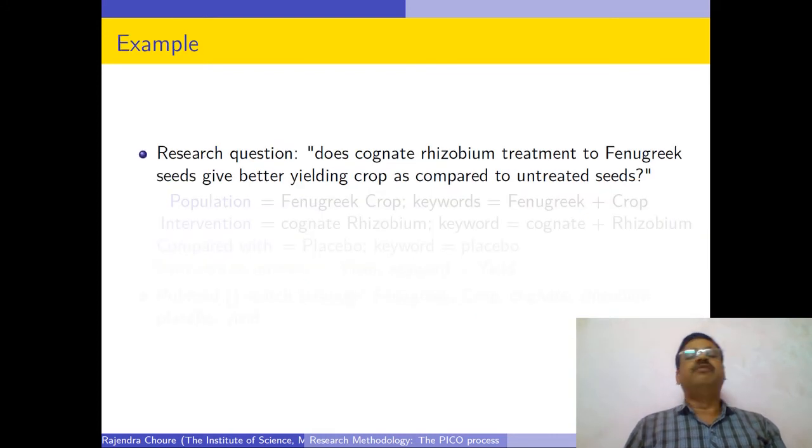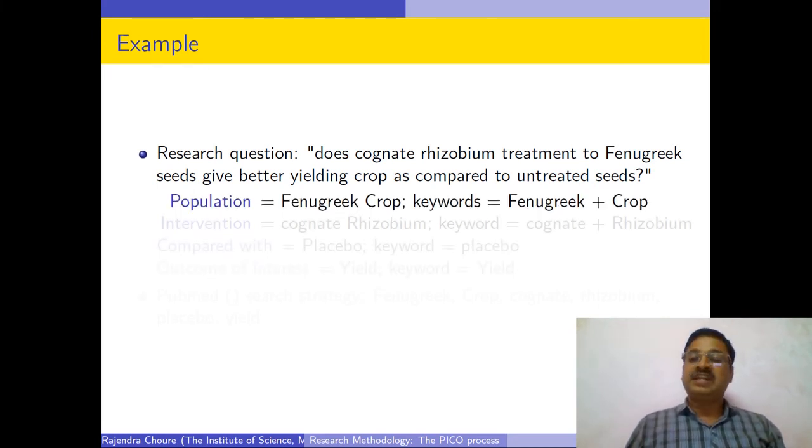Now we'll go for an example research question: does cognate rhizobium treatment to fenugreek seeds give a better yielding crop as compared to untreated seeds? This is the example research question which we have defined, not defined fully. This is our base for the literature survey. Based on this, we'll go for the literature search.